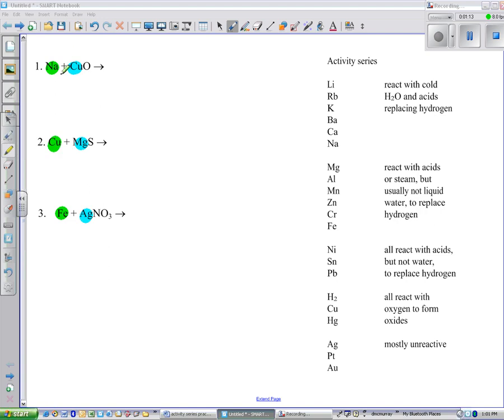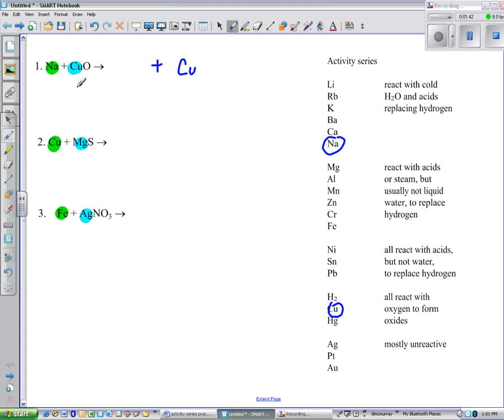Let's say first off, we're going to look at sodium and copper. So let's find sodium. Sodium's here, and copper, where's our copper? Copper's down here. So sodium is higher on the activity series than copper is. Since sodium's higher than copper, that means a reaction does happen. And so now we're going to have some compound of sodium and oxygen plus copper by itself.